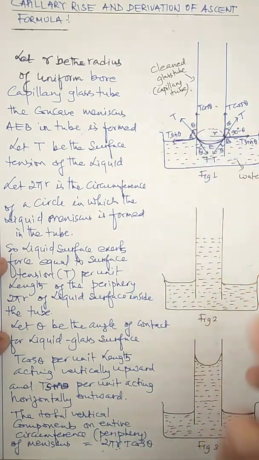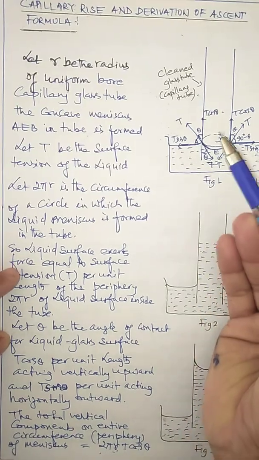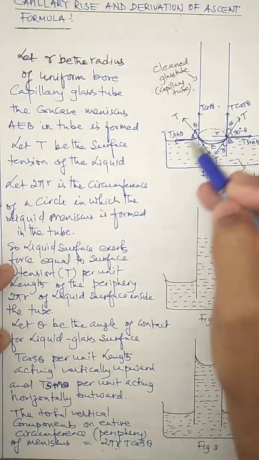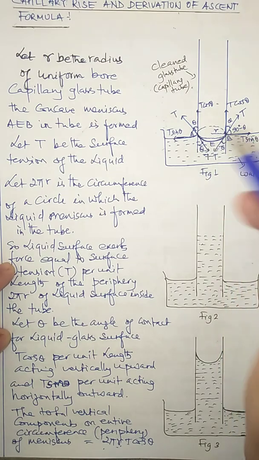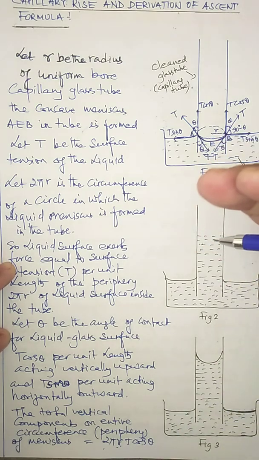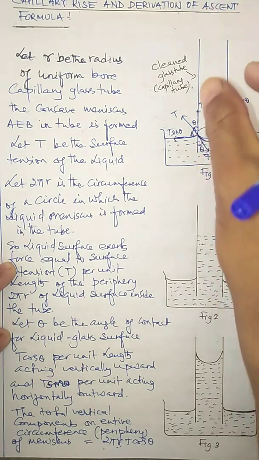So the formation of the concave meniscus inside the tube, and the periphery and the meniscus which is formed, is due to which component force? The vertical component force, which acts on the entire periphery of the circumference of the circle, that is equal to 2 pi r T cos theta. So due to this, what happened? There is a rise of the liquid in the capillary tube when that tube is dipped in a liquid.